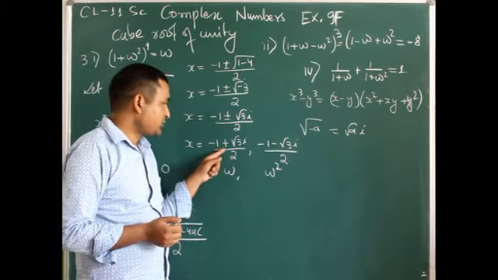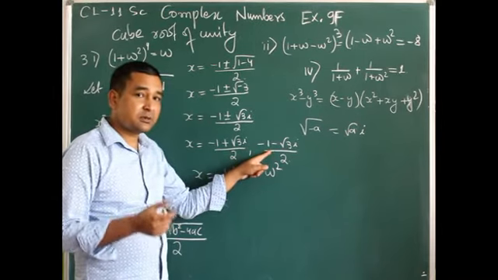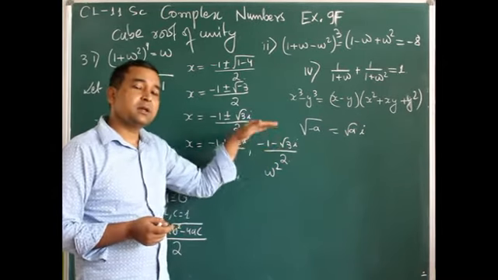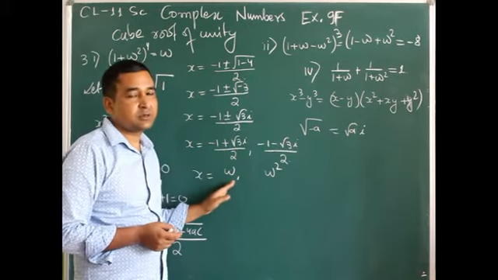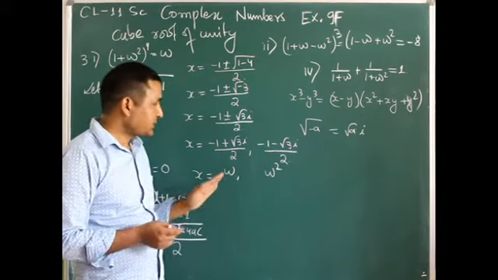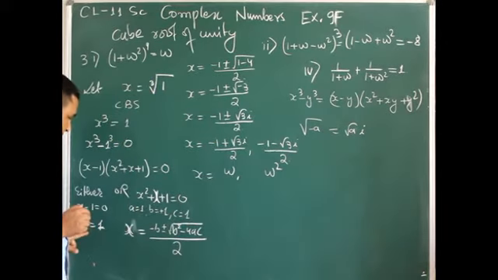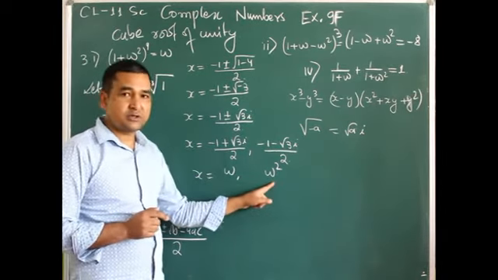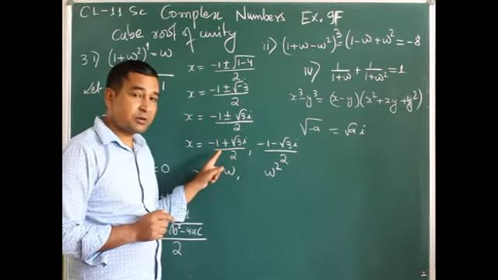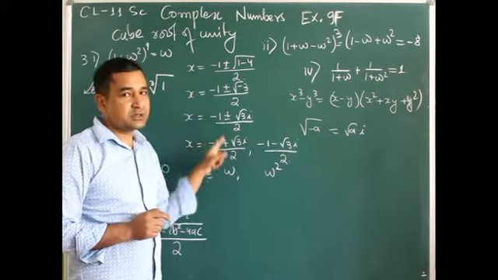If you consider this as omega, then do the square of this expression and you will get this expression. That's why it's omega square. Okay. That means there are three roots of unity: the first is 1, the second is omega, and the third is omega square. Remember, the square of this expression is this, and the square of this expression is this.